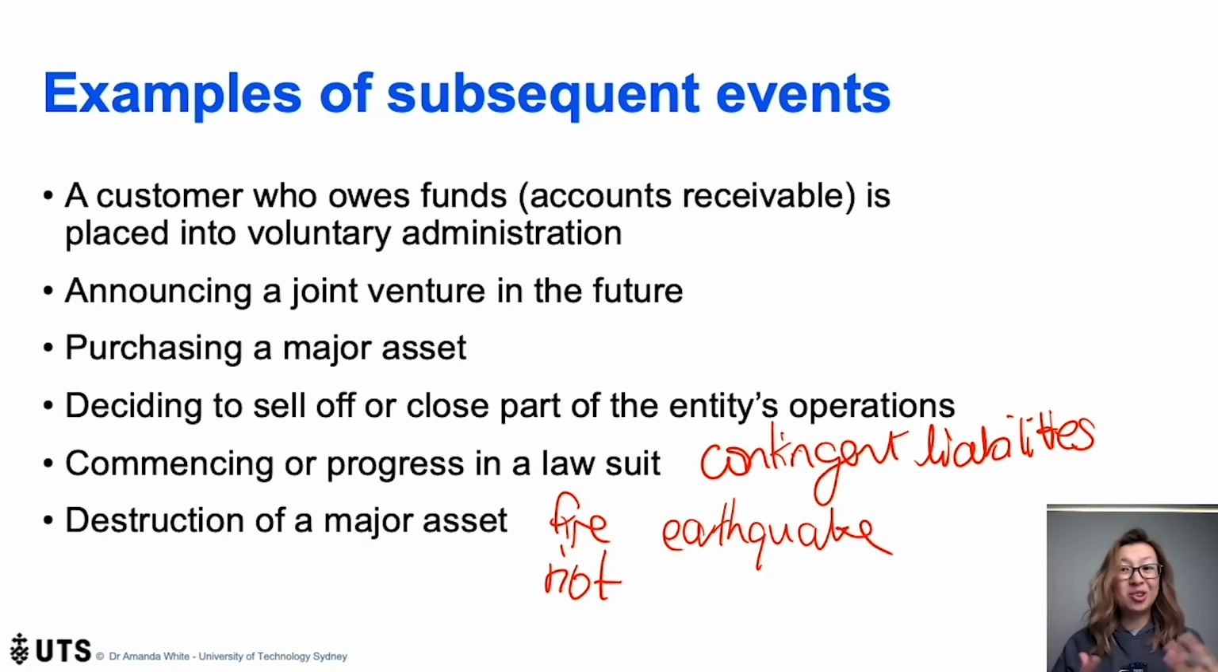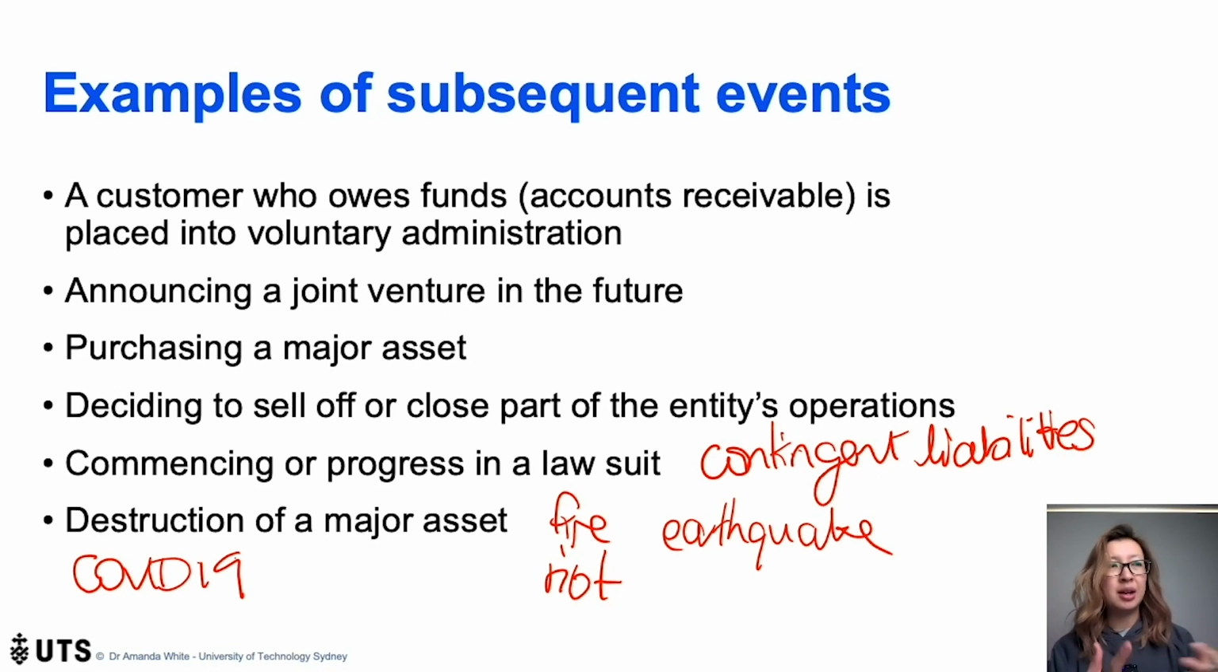A subsequent event could even be, though not typical, COVID-19, which is going to be listed for some firms as a subsequent event. If you had a 31st of March year end or a 1st of January year end and you hadn't quite put together your financial statements yet, then a lot of those businesses are actually adding COVID-19 as a subsequent event because it's going to affect their ability to operate in the future.